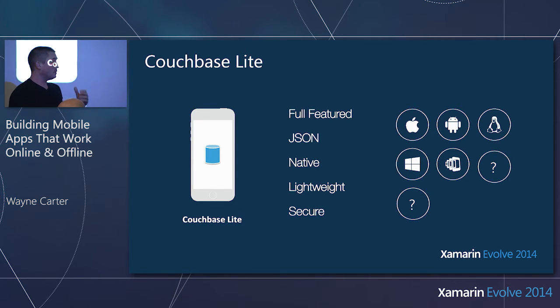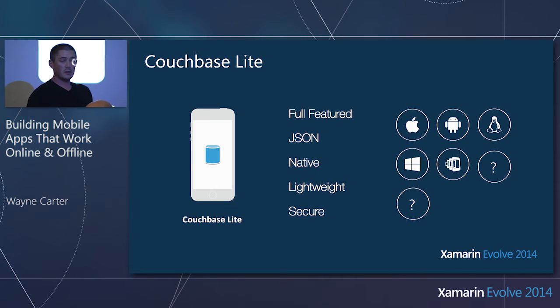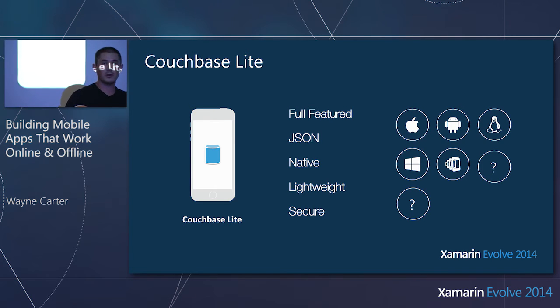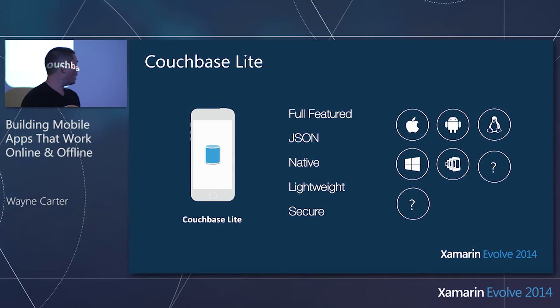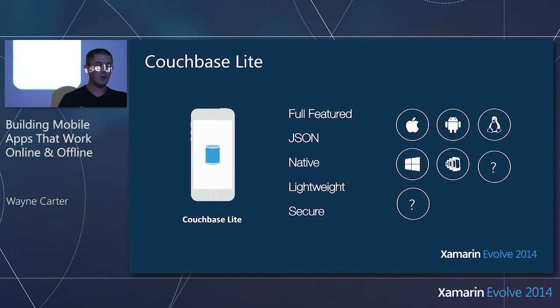So it's got a JSON object model. This is a very flexible way to model your data. It's the same data model that we use in our cloud database, so you have the same data model throughout your stack. There's no transformation needed there. It's very lightweight. It's about 500K on iOS and the other platforms. Same thing for .NET.